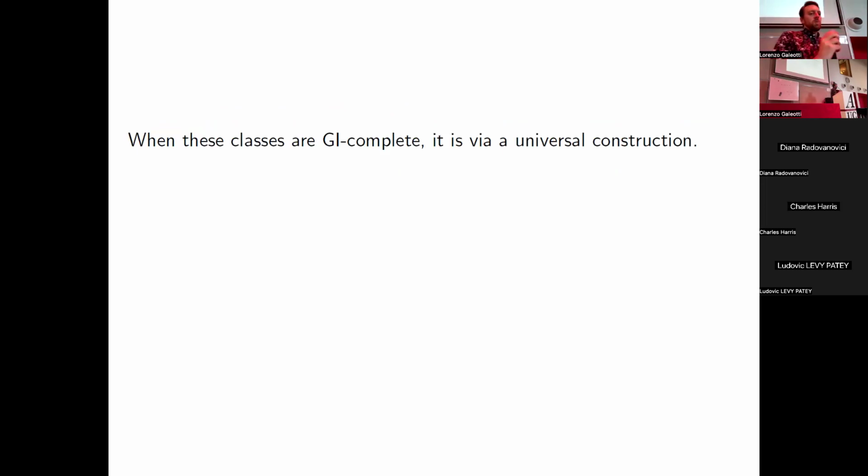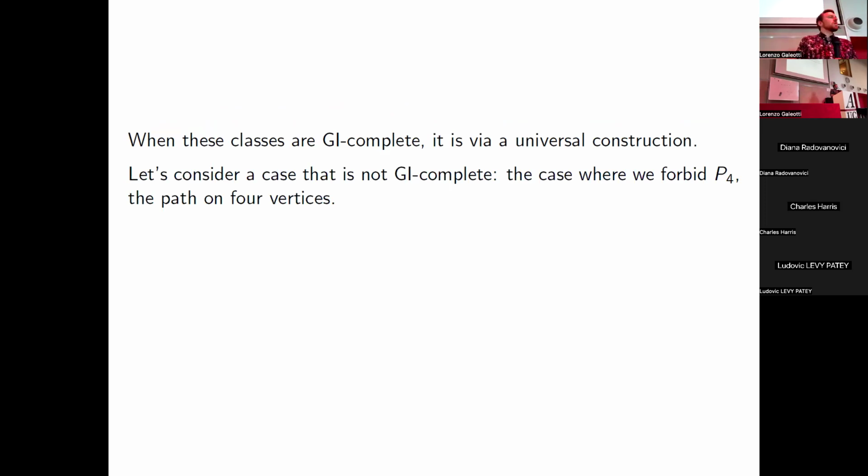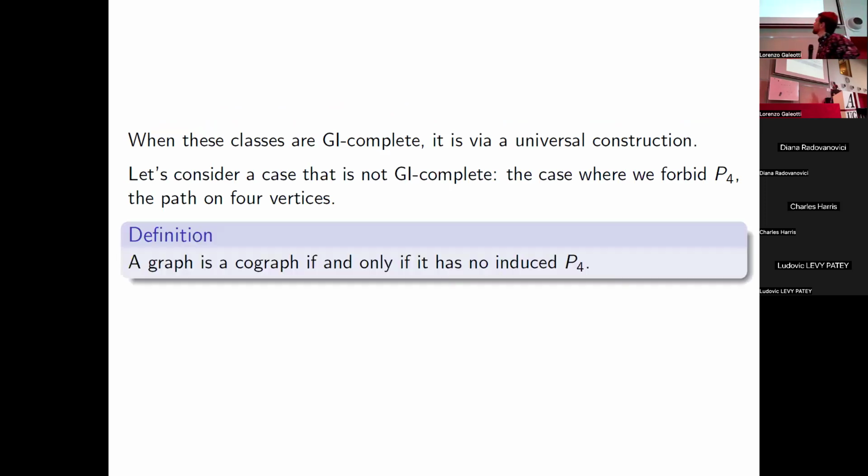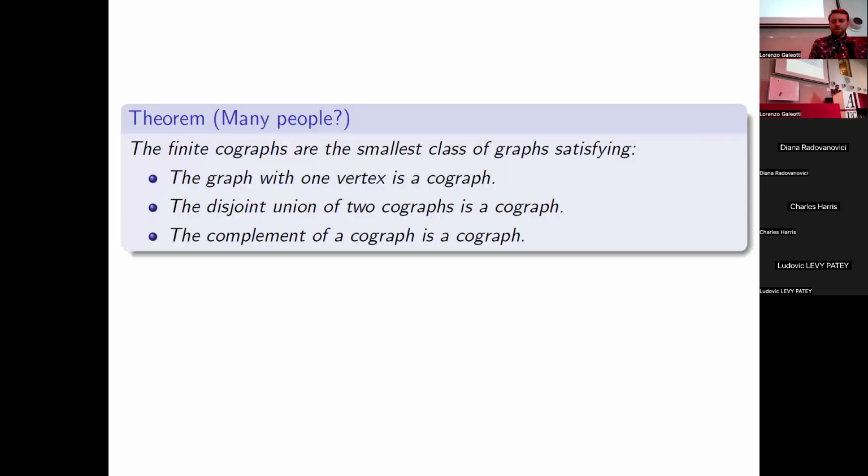But let's say just a little bit about what happens in the other case. Let's think of the class where we forbid any copies of P4, this path on 4 vertices. This is a class of graphs called cographs, and they have this characterization. I couldn't figure out exactly where this came from. It seemed like there were a lot of people publishing small increments on each other all around the same time.